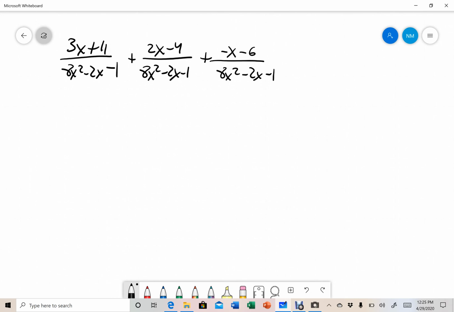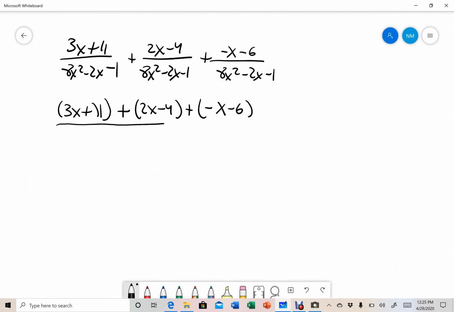Now, because I have a negative, this is how I'm going to write this, all right? I'm going to go 3x plus 11 plus 2x minus 4 plus a negative x minus 6. Okay, over my common denominator of 8x squared minus 2x minus 1. Okay, so because I have that negative there, I'm going to go ahead and just write these in parentheses. It's a little easier, so you can see what we do in our next step here.